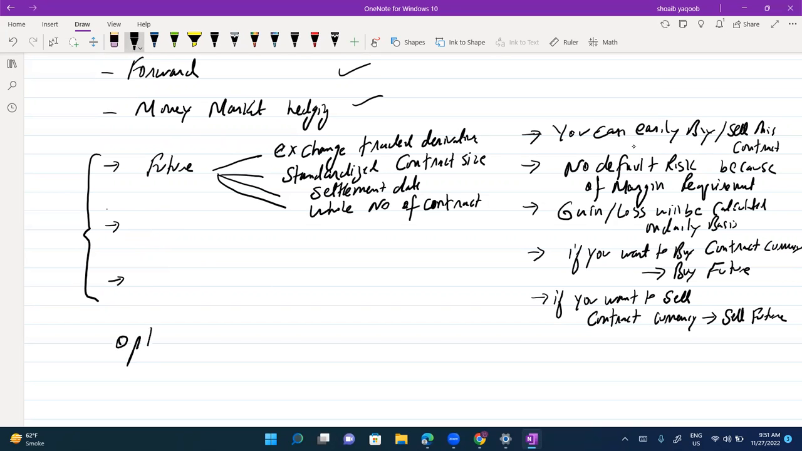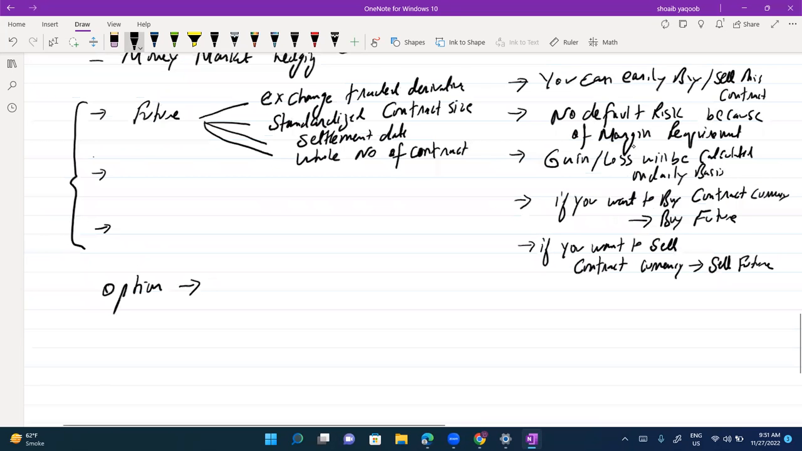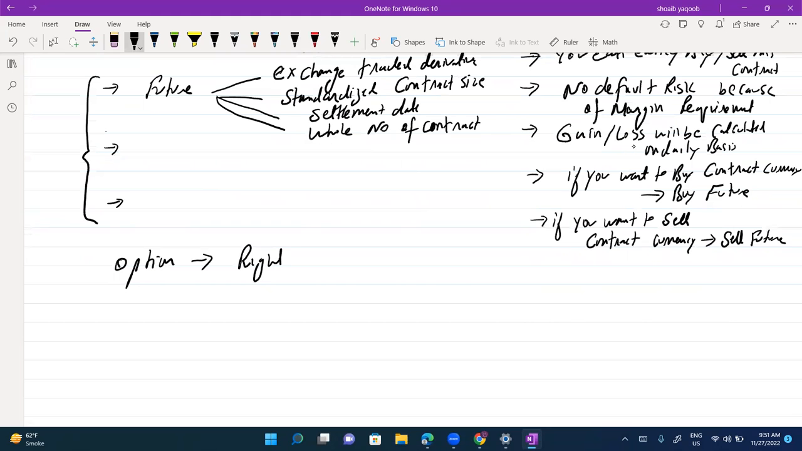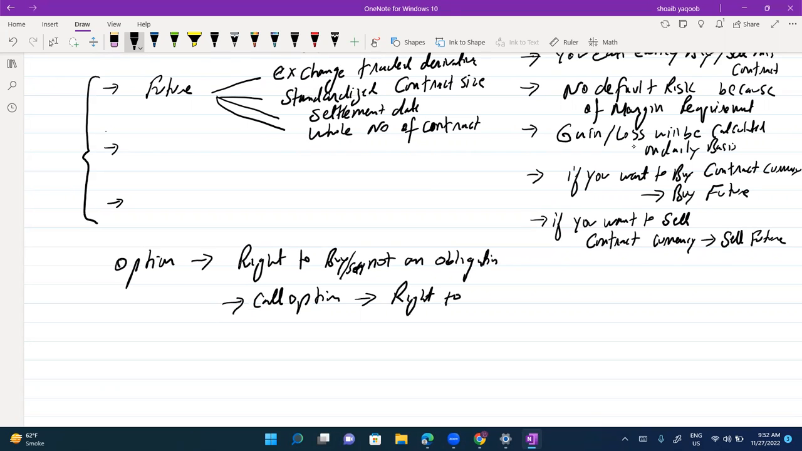Okay, what is option? Option is a right to buy, not the obligation. Call option is right to buy. Put option is right to sell.